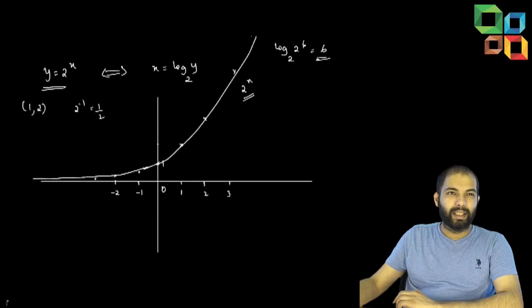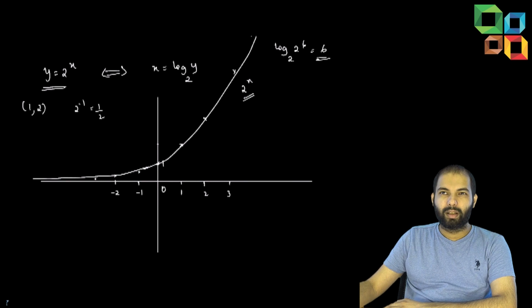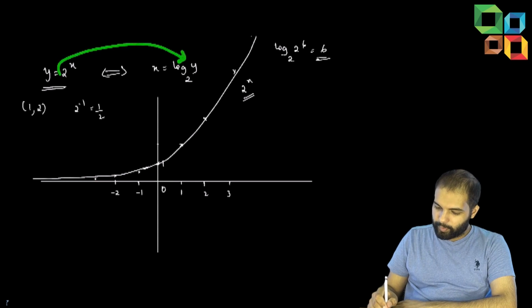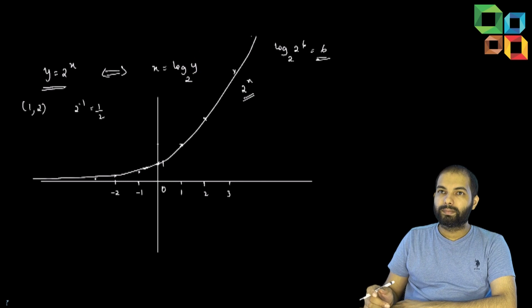But did we get any negative y? No. y is always positive, right? Can you see that? If y is positive, how will I get a negative y here? Not possible. Are you able to follow?